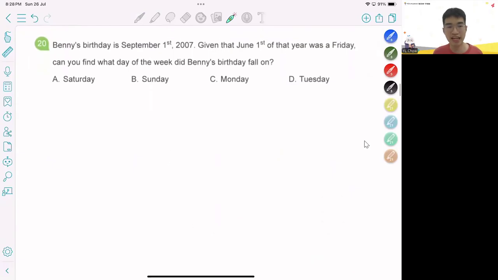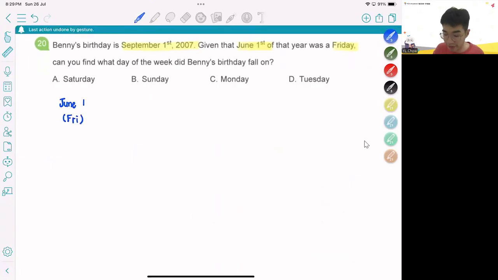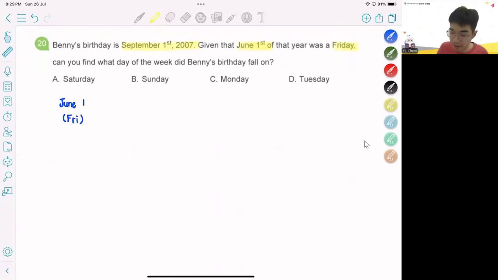I think this is our first calendar problem across all the mock tests. So let's look at this carefully. Benny's birthday is on September 1st, 2007. Given that June 1st of that year was a Friday, can you find what day of the week Benny's birthday fell on? So I am finding the day of the week for September 1st, 2007.